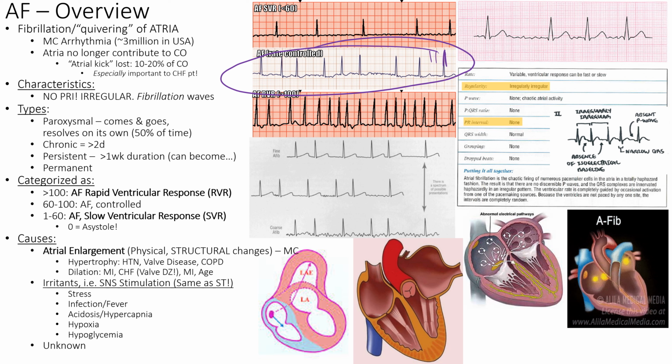If someone says they have an irregular heart rate, 8.5 times out of 10, it's probably AFib. That's very, very common. Most common arrhythmia, 3 million in the United States.